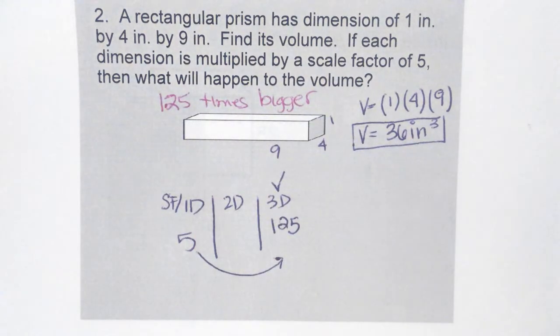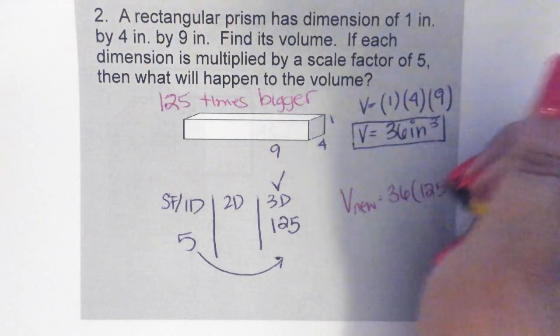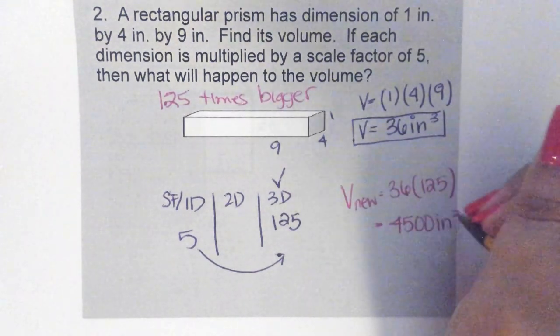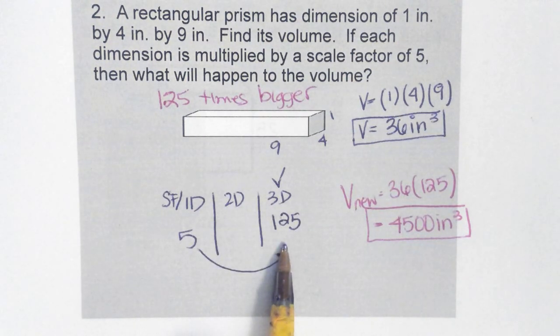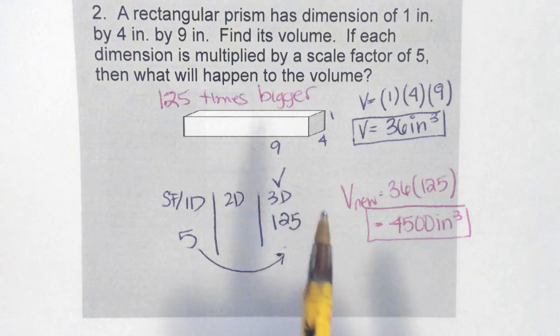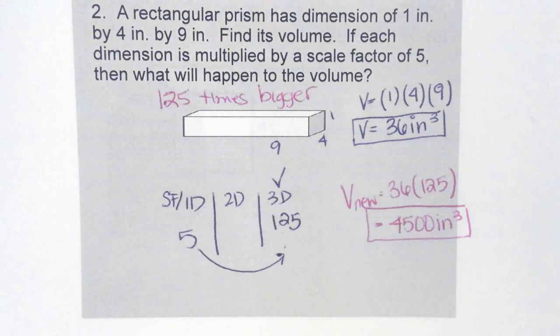So what will be my new volume? 125 times 36 inches cubed. Does that make sense? No. What part does not make sense? So do you get how I got 125? Yeah. Okay, that is my scale factor of my volumes, my ratio of my volumes. So to figure out what my new volume is, I have to multiply that by my original volume. So that's how I got the 4,500. Does that make more sense? Yeah. Okay. All right, next one.